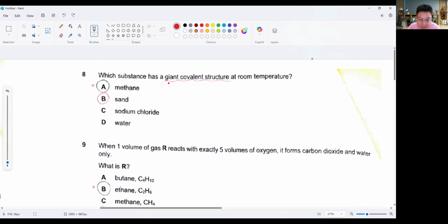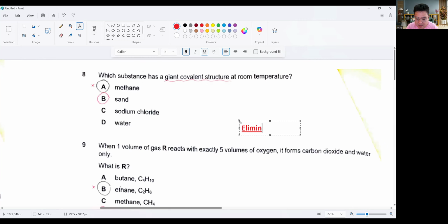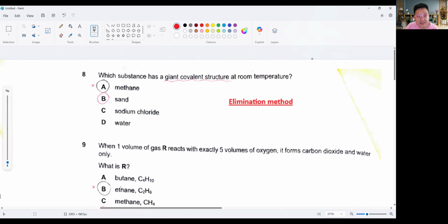Okay, so let's see here. Is there graphite or diamond? Okay, don't have. If don't have, like, oh, I never learned this before. Okay, don't worry, don't panic. One thing we can do is the elimination method. Let me type it out. Elimination method. So what we can do with this method is, you look at this question here.